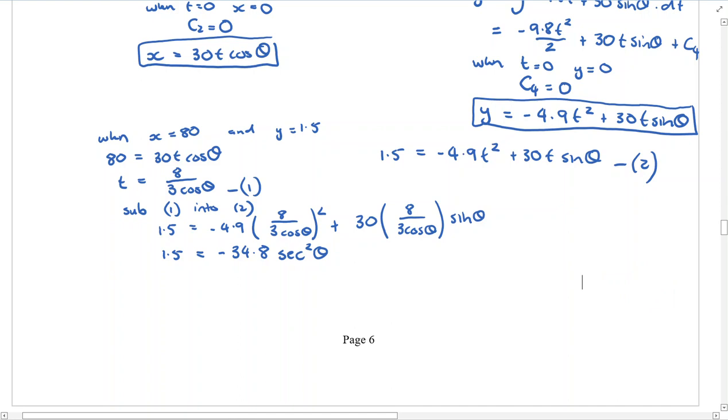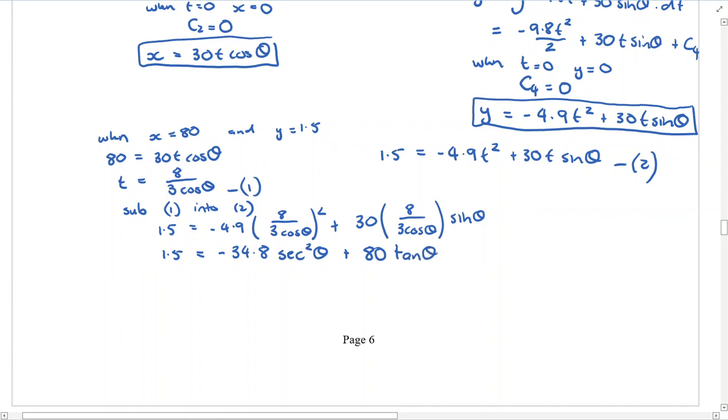Continuing. The next term, because it's 1 over cos, right? Okay. And 1 over cos is sec. All right. 30 times 8 over 3 is 80. No, because the 30 and the 3, 30 divided by 3 is 10, so it's 10 times 8, which is 80. And you've got sine theta over cos theta, which makes 80 tan theta. Come on, trigonometry.